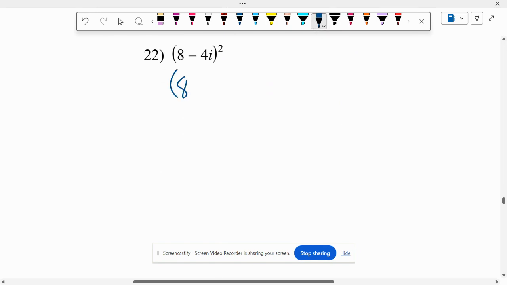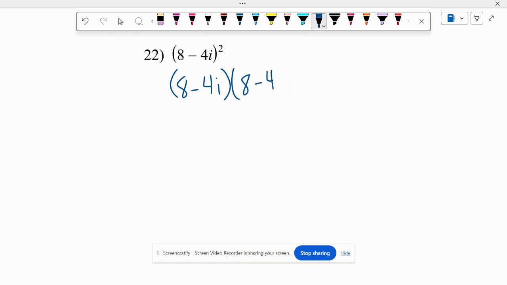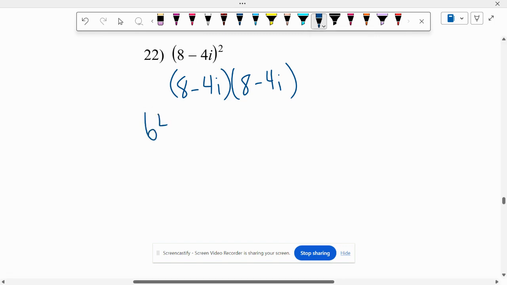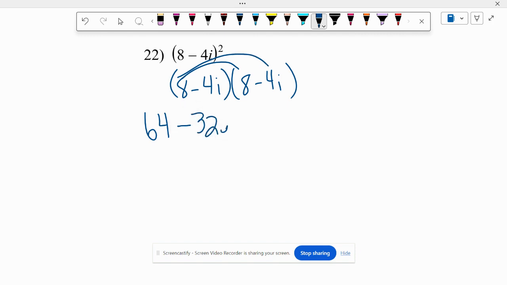It says 8 minus 4i times 8 minus 4i. So 8 times 8 is 64. 8 times negative 4i is negative 32i. A negative 4 times 8 is negative 32i. And negative 4i times negative 4i, well, negative 4 times negative 4 is positive 16, and i times i is i squared.